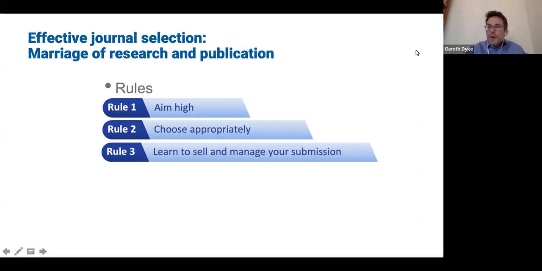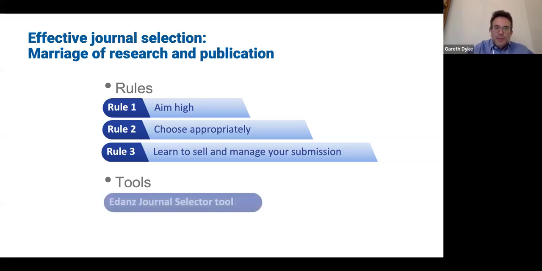You've got to aim high, you've got to choose appropriately, and you've got to learn to sell and manage your submission all the way through the process, all the way through the journey of academic article writing and publishing. This is very, very important. The rules for journal selection: aim high, choose appropriately, and learn to sell and manage your submission.